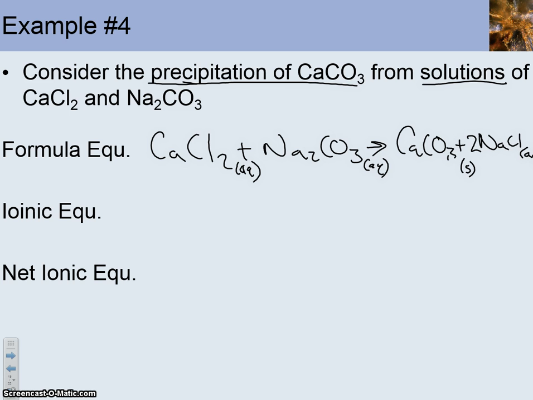All right, so our ionic equation, essentially all we do is take any of the things that are aqueous and split them apart to their ions. So calcium chloride consists of aqueous solutions of calcium plus 2 chlorides. And then sodium carbonate, that's aqueous. We have 2 sodiums and a carbonate.